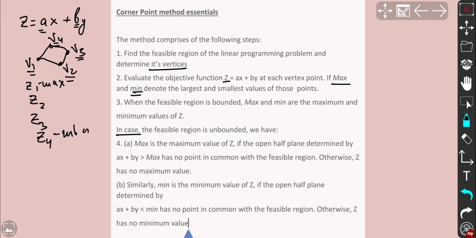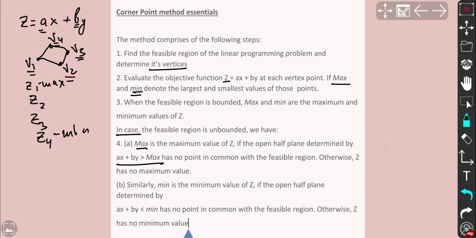So you need to test, actually, now you need to test. You calculated, so let's say max, and max is going to be the maximum value of z if the open half plane determined by the inequality ax plus by, that's your z actually, more than max, has no common points with the feasible region. So what does it mean?